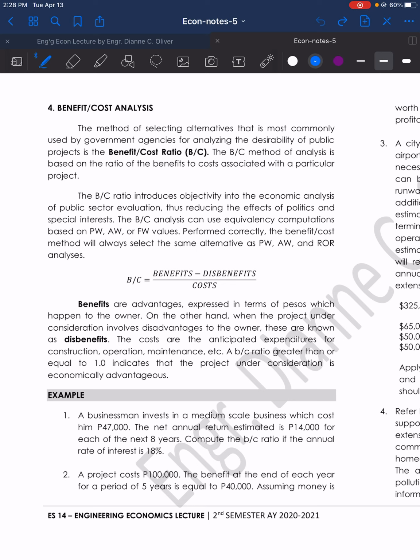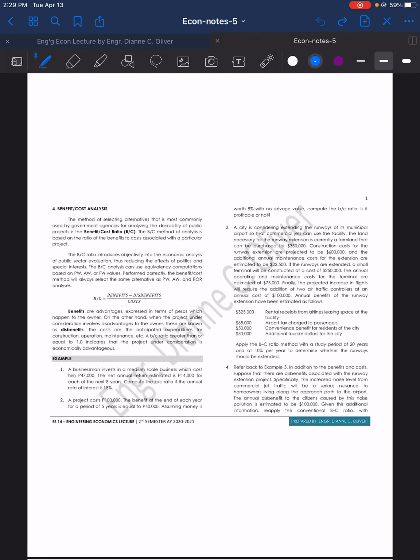So the difference between cost and disbenefits is that costs are the anticipated expenditures, whereas disbenefits pose disadvantages to the owner. A benefit cost ratio greater than or equal to 1 indicates that the project under consideration is economically advantageous. So if we get a value of benefit cost ratio greater than or equal to 1, then it is profitable. Now let's answer the following examples 1 to 4.